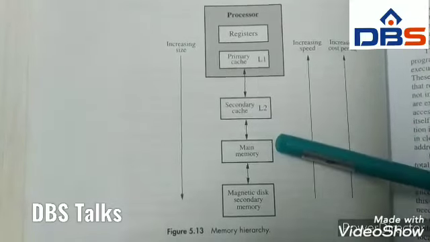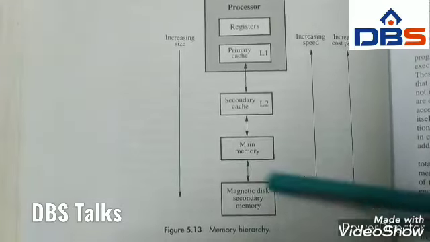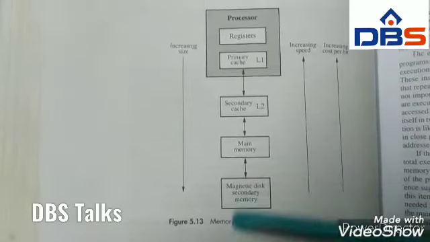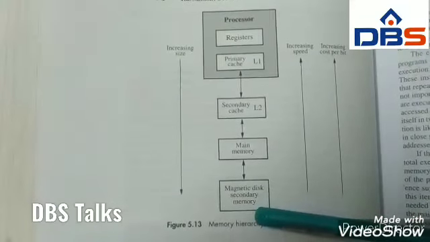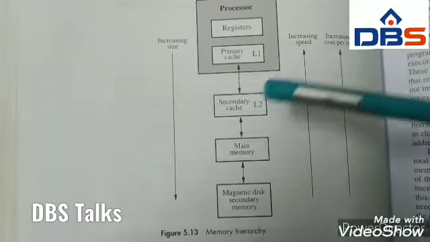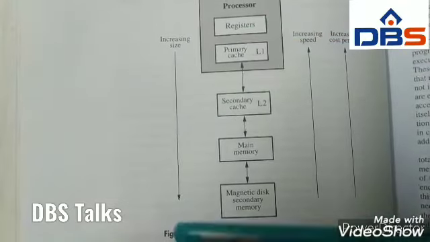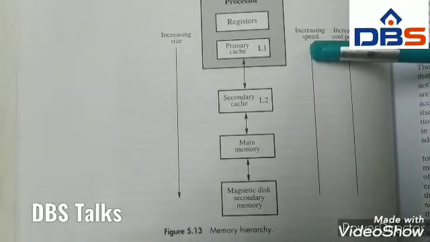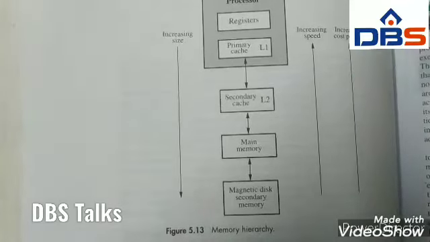And then comes the main memory. This is also prepared by using DRAM. And this is the magnetic disk memories. These are the less costly memories which can store maximum amounts of information by using this type of secondary memories. Here you can see increasing size, and increasing speed and then increasing cost per bit.